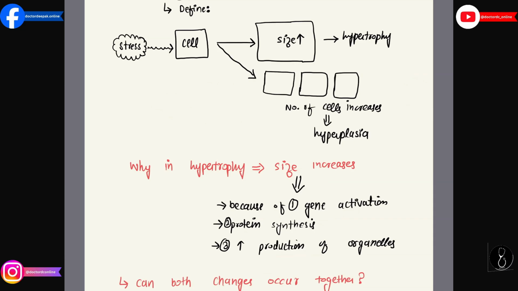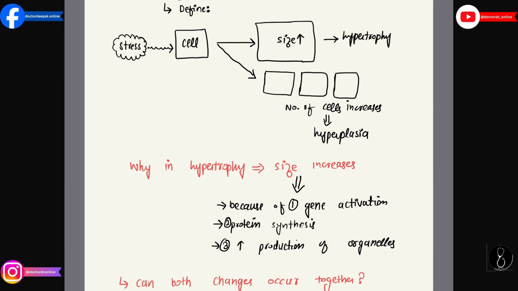So let's take another look. Now I will try to explain again with the diagram. Let's suppose this is one cell, and I am going to put a stress on that cell, and you guys have to participate with me. If I put a stress on this cell and this cell becomes bigger, what is it called, hypertrophy or hyperplasia? If you put a stress on the cell and that cell increases its size, then it is called hypertrophy, not hyperplasia.